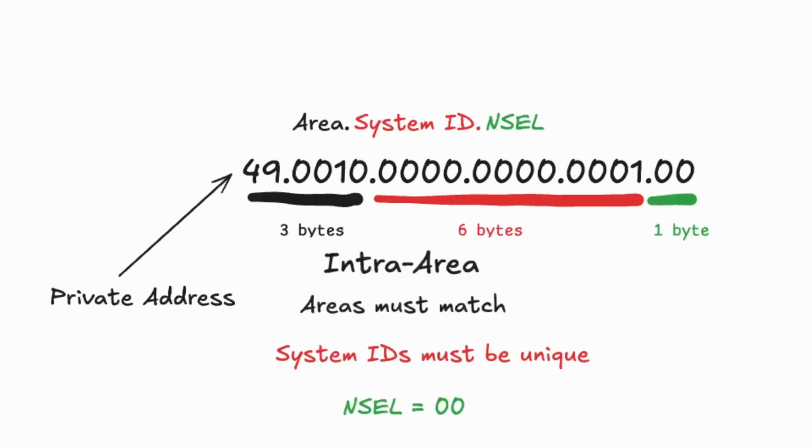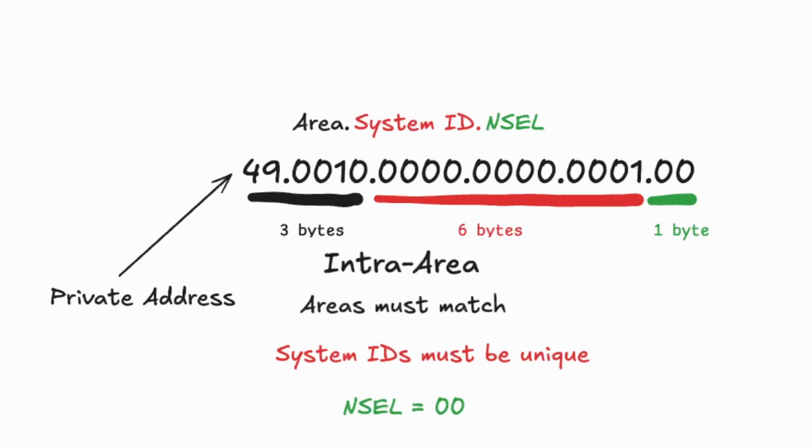How do routers know what area they're in? That's the job of the NET address. Cisco defines it as Area, System ID, and NSEL. The area IDs must match for routers within the same area. The system ID, however, must be unique, and that is 6 bytes long. And the NSEL is always 00 for routing.